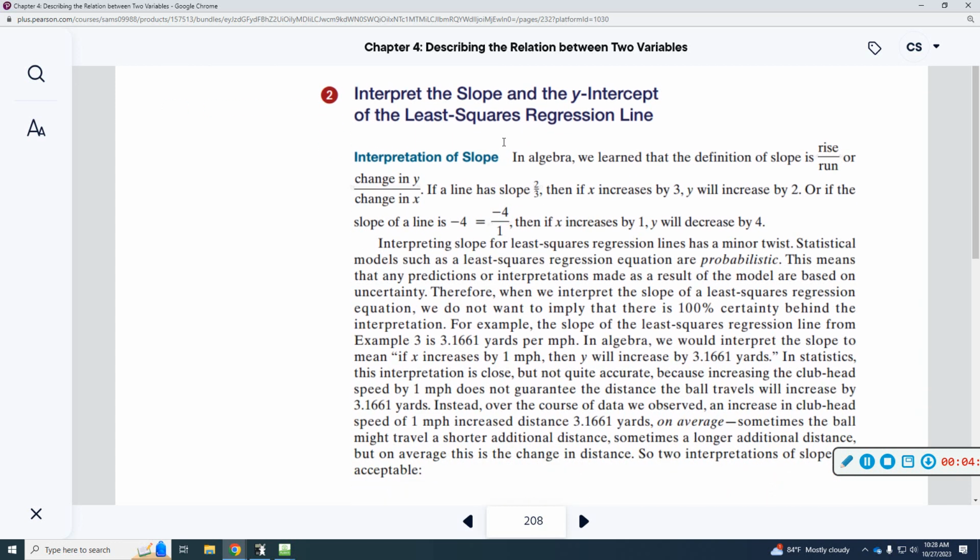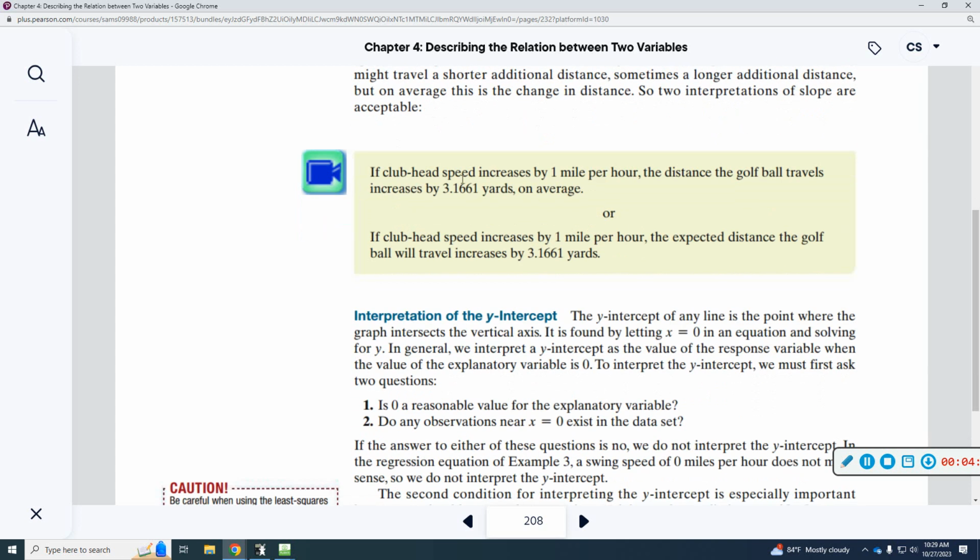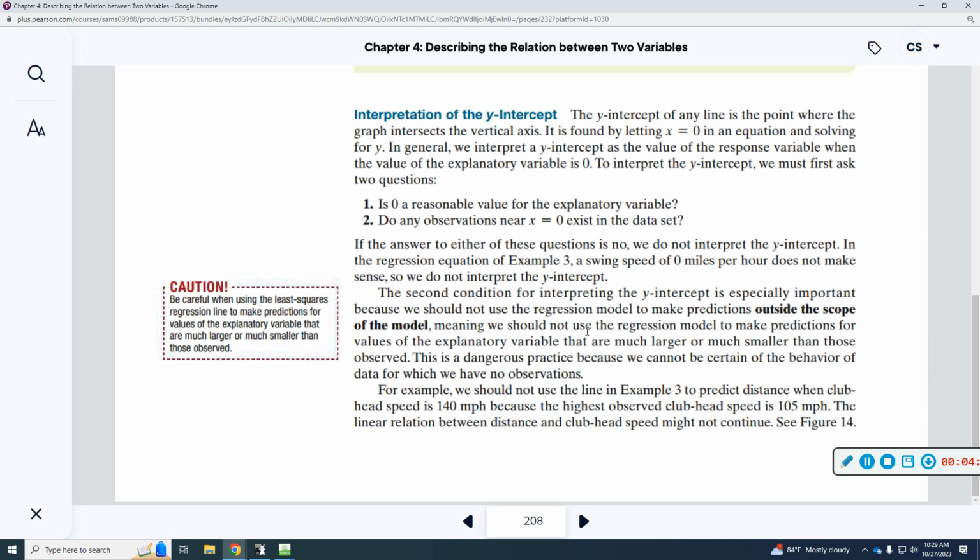So, interpret the slope. You've got some reading here, and here's the one for the previous problem. This is what they say: if the club head speed increases by 1 mile per hour, the distance the golf ball travels increases by 3.1661 yards on average. So this is the idea: based on a one-unit increase in the explanatory variable, what is the response variable doing on average? That's not saying every single time, but just on average, that's about how the distance is going to change.